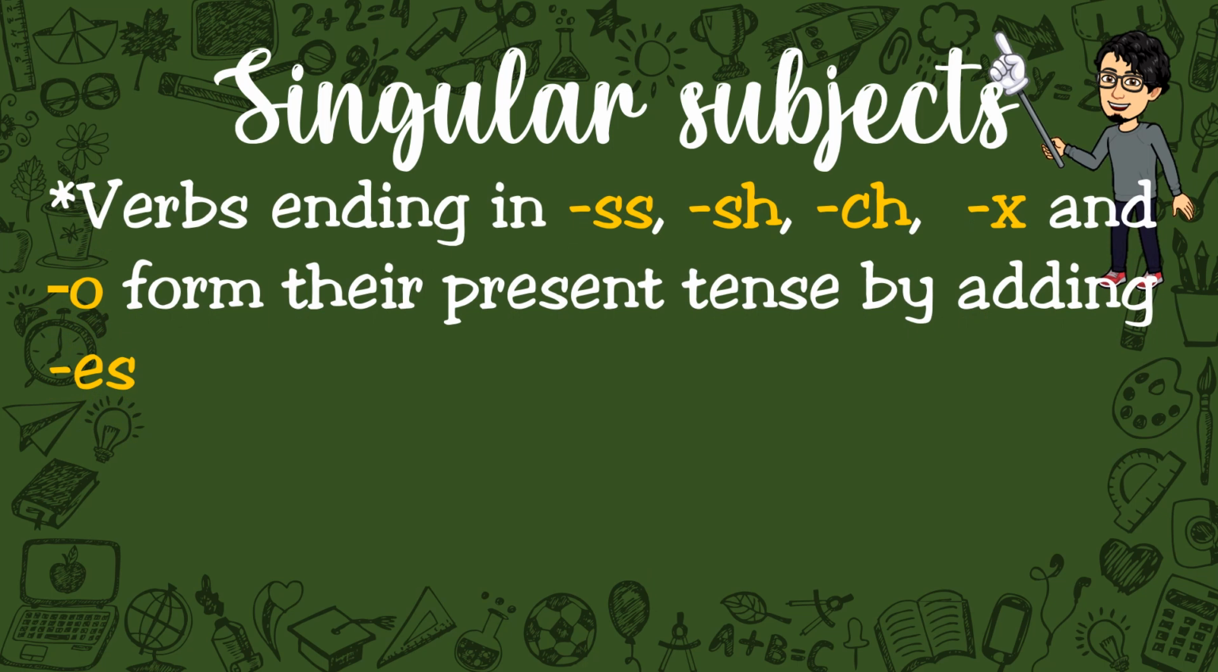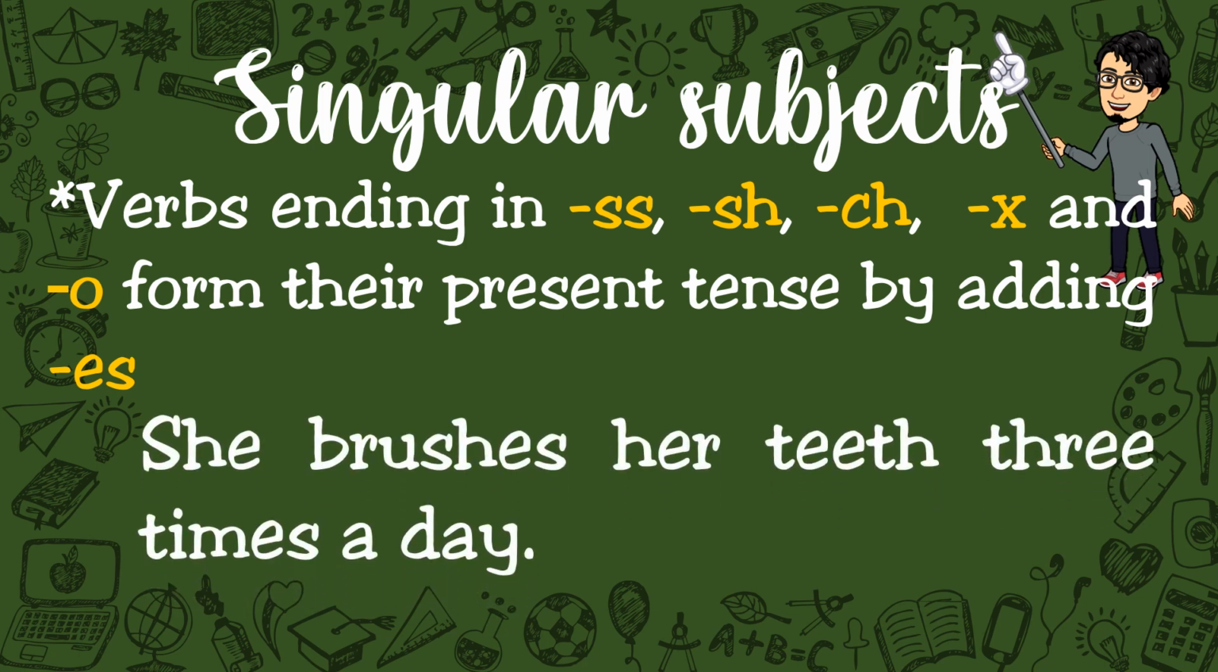Verbs ending in the following form their present tense by adding es to the base form of the verb. For example, she brushes her teeth 3 times a day. The verb here is the word brushes. Since it ends in sh, we add es to the base form of the verb.